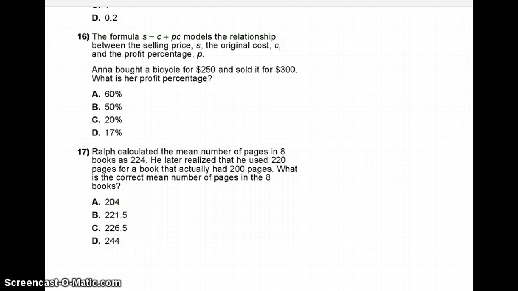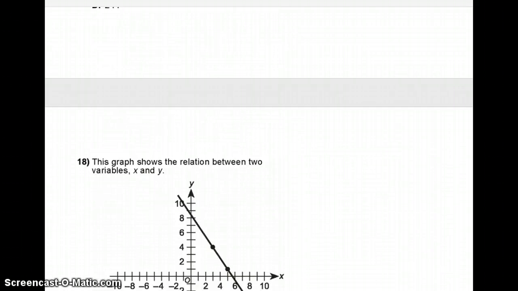Number 17. Ralph calculated the mean number of pages in 8 books as 224. He later realized that he used 220 pages for a book that actually had 200 pages. What is the correct mean number of pages in the 8 books? A, 204. B, 221.5. C, 226.5. Or D, 244.